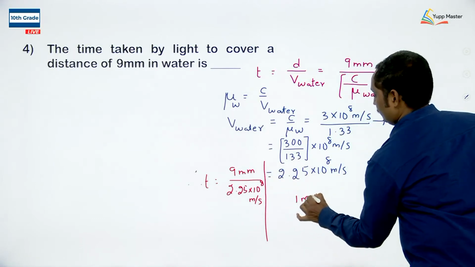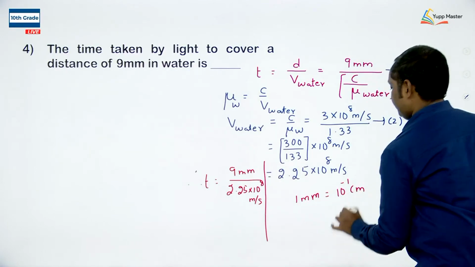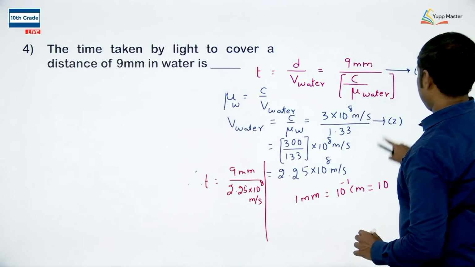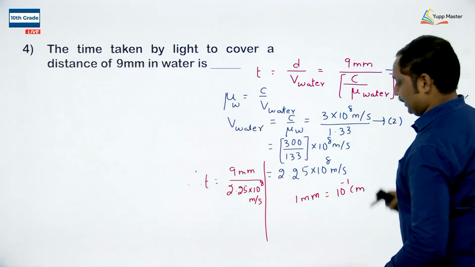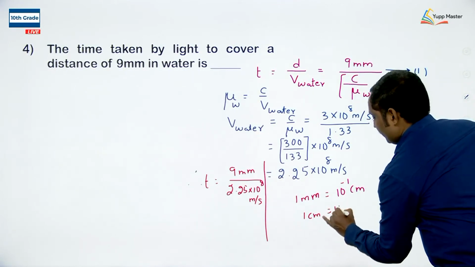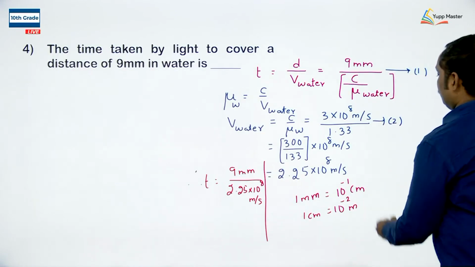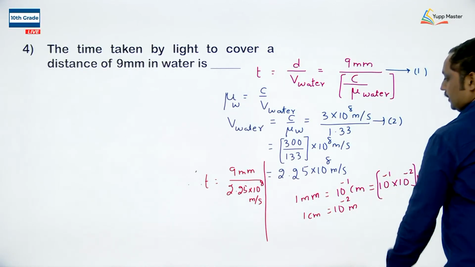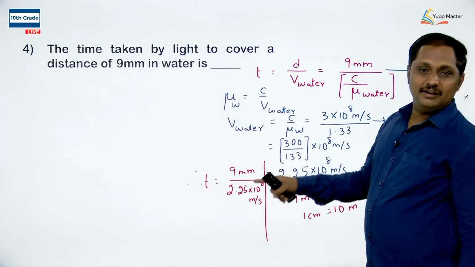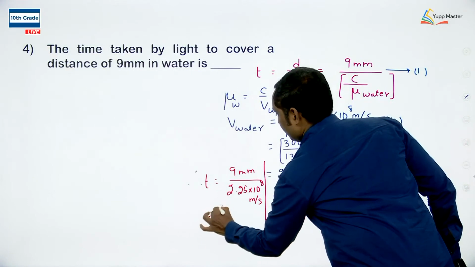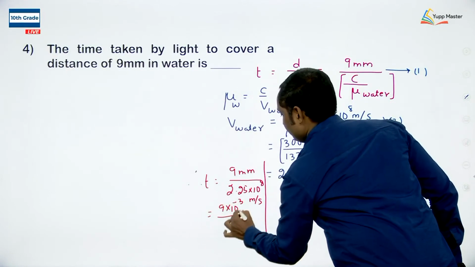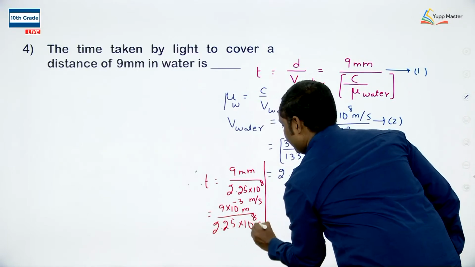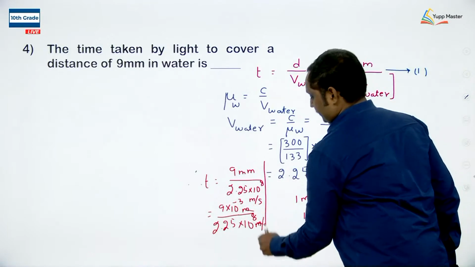1 mm is equal to 10 to the power of minus 1 centimeter. 1 centimeter is equal to 10 power minus 2 meter. So, finally, you will confirm that 10 power minus 1 into 10 power minus 2 meter, that is 10 power minus 3 meter. Therefore, 9 into 10 power minus 3 meter by 2.25 into 10 power 8 meter per second. Now take the cancellations.